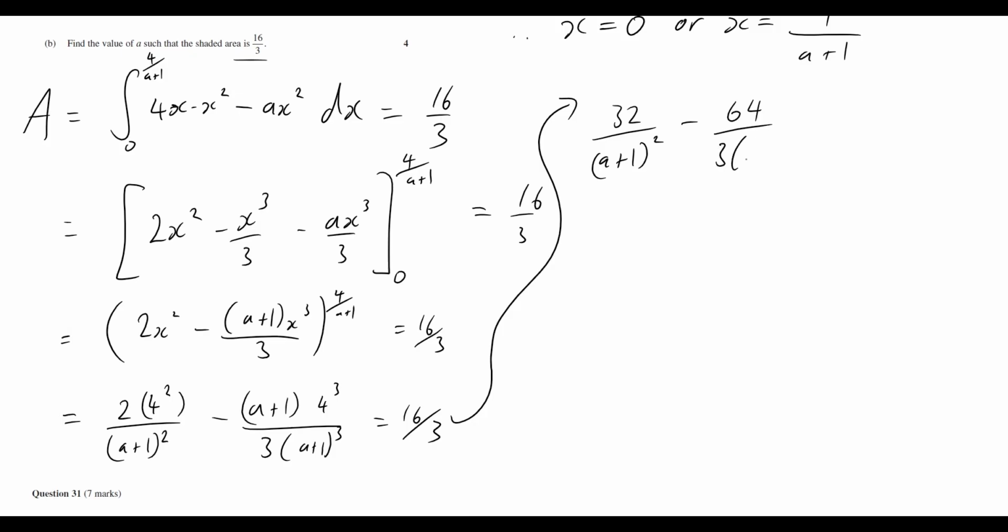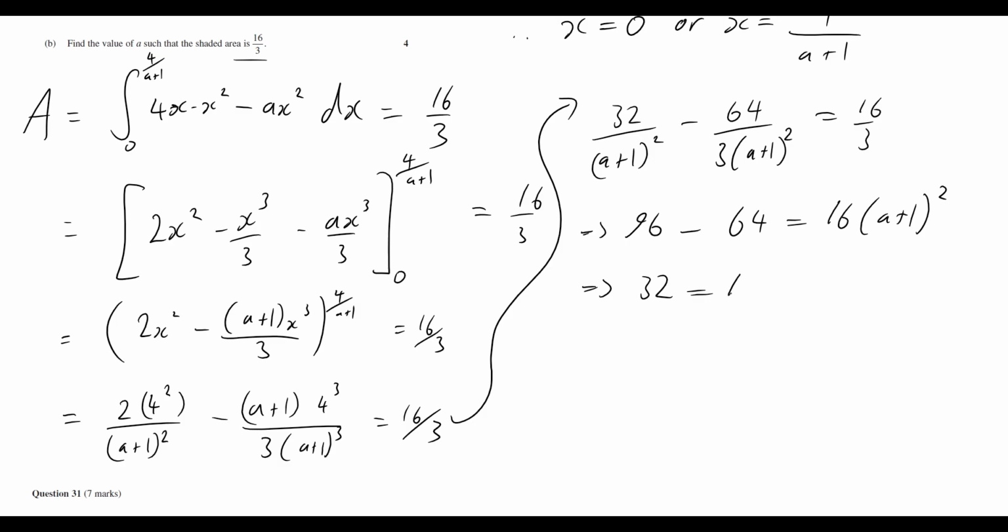Our denominator here is now just going to be 3 times a plus 1, and since we've cancelled out one of the a plus 1s, it now becomes a plus 1 all squared equals 16 over 3. So what we can do here is quickly multiply every single term by 3 times a plus 1 all squared. And so what we get then is 96 minus 64 is going to be equal to 16 out the front of a plus 1 all squared. And now we have 96 minus 64, so that's just going to be equal to 32. So now 32 equals 16 out the front of a plus 1 all squared.